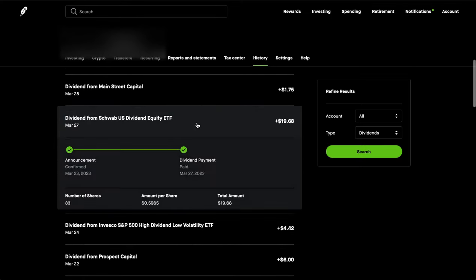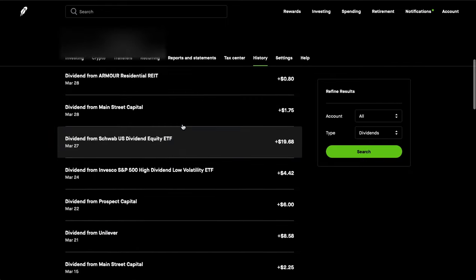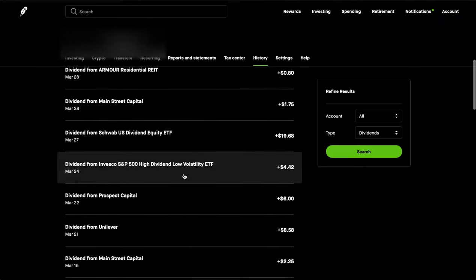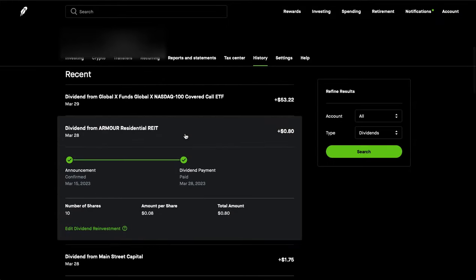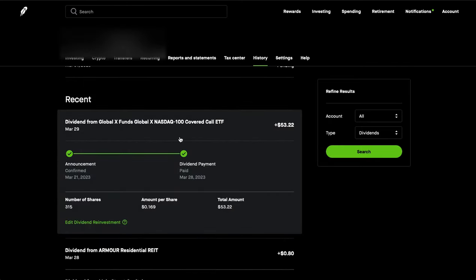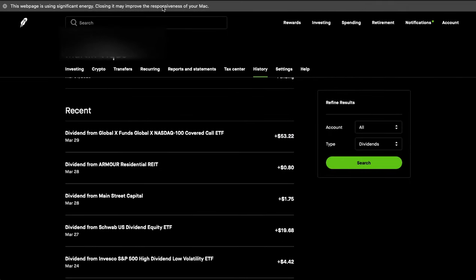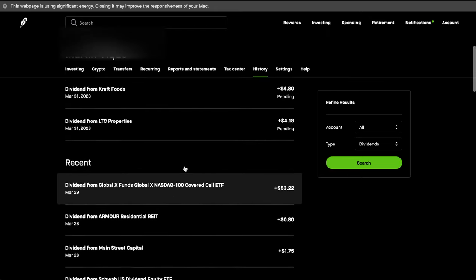442. Then we had SCHD paid us almost $20. Main Street, $1.75. Didn't Main Street already pay us? No. That was Main Street. And then we have Armor Residential. Not much, 80 cents. And also QYLD again, so twice this month. Why am I getting this? I don't know. Okay. QYLD, $53.